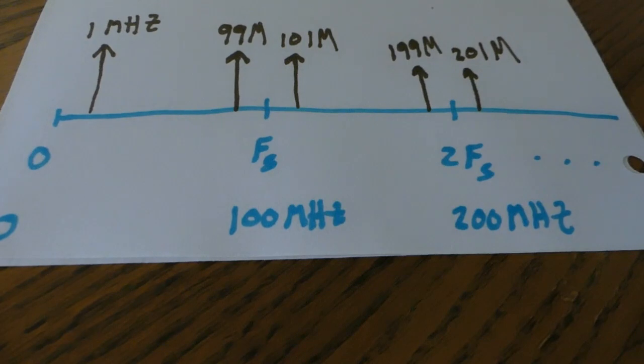Well, we would see other tones. Again, if we took the output of the DAC and put it straight to a spectrum analyzer, we would see a 1 megahertz tone, we would see a 99 megahertz tone, we would see a 101 megahertz tone, we would see a 199 megahertz tone, and we would see a 201 megahertz tone. And maybe it would just keep repeating. We would see a 301 megahertz, a 399 megahertz. It would probably be much lower in power.